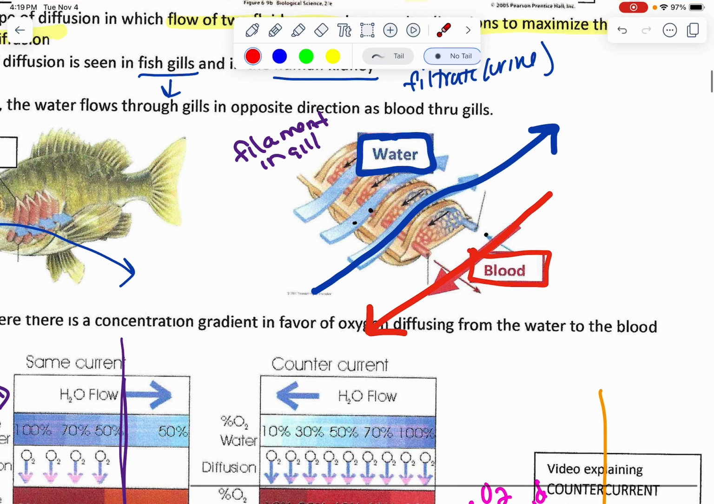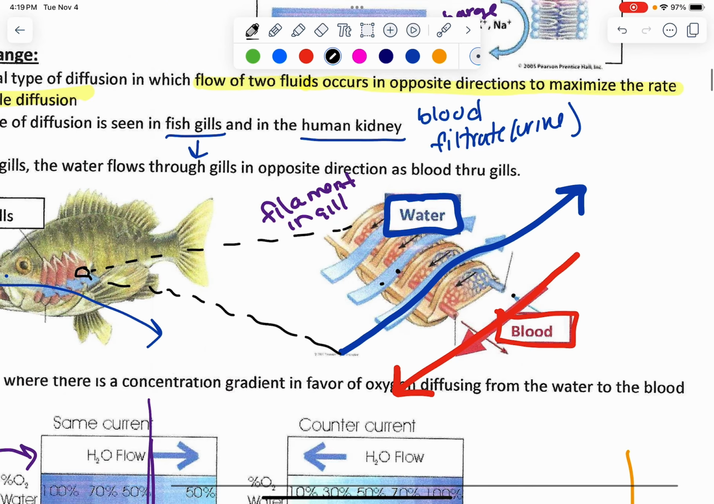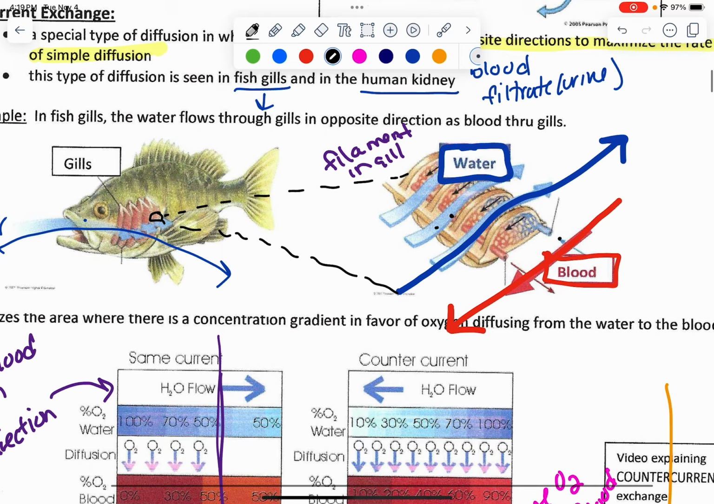So here's, if I were to look at just a gill filament, like if I were to take one of these little gill filaments and look at it up close, right? That's what this is sort of showing you. You can see the blood flow. It's going from blue to red here. And just to show you in general, water is coming across the gill in this direction, and the flow of the blood through the gill is going in the opposite direction. So those are two fluids that are moving in opposite directions, and they're going to maximize the rate of diffusion between them.